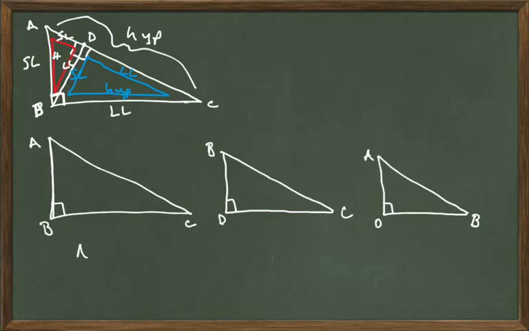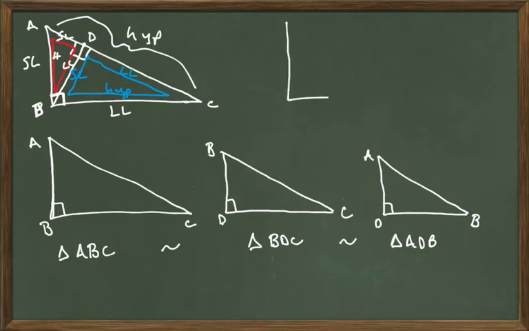So you've got triangle ABC. It's going to be similar to triangle BDC, and it's going to be similar to triangle ADB. Okay, so like I said, these three legs that come off of the right triangle, when you draw that, let me see if I can redraw this. We've got so much going on over there. So here's your main big triangle.